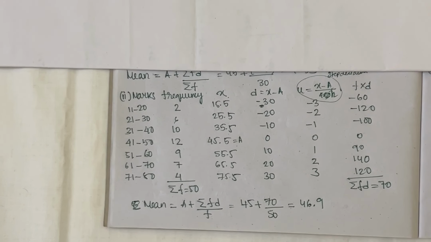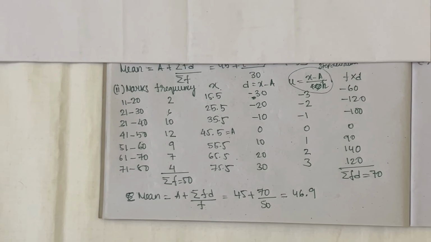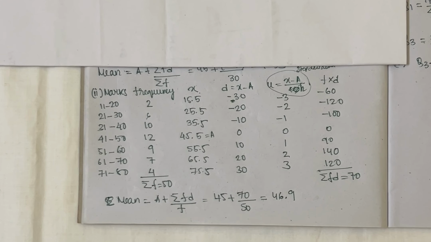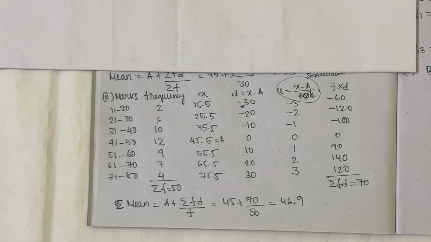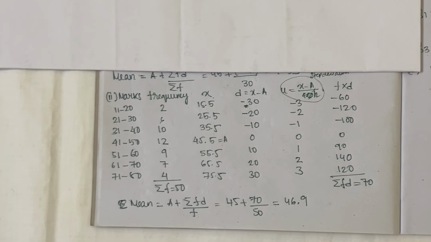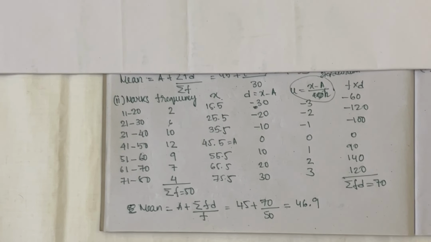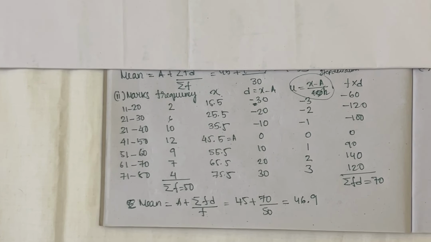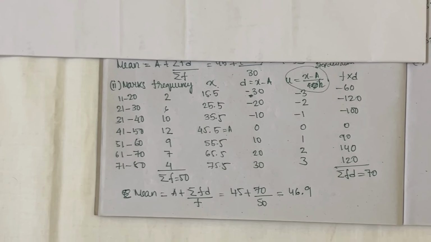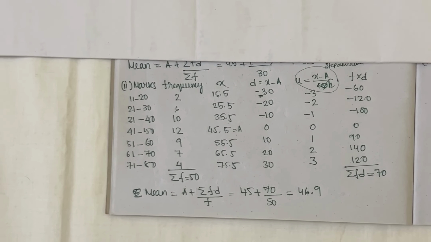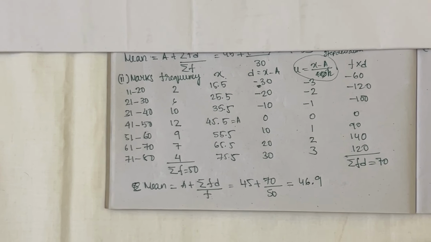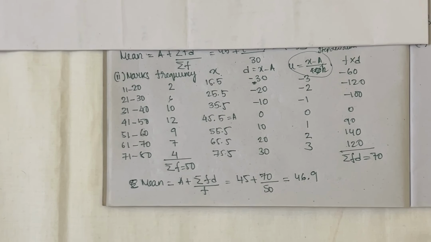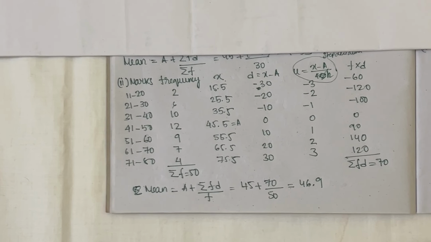Now the third sum. This includes the step deviation method. So the class intervals, that is 11 to 20, 21 to 30, 31 to 40, 41 to 50, 51 to 60, 61 to 70 and 71 to 80, are provided. Now we can see that here the class interval is in a discontinuous format. We can take it as a continuous format. We are going to learn that later. But for this case, we needn't worry, because we are just applying the formula and taking out the values. So we know the frequency, that is 2, 6, 10, 12, 9, 7, 4.